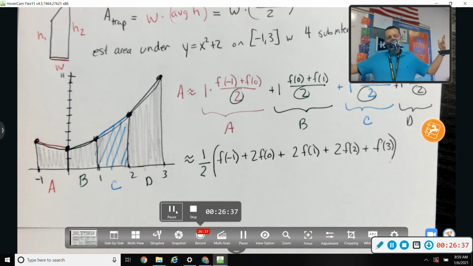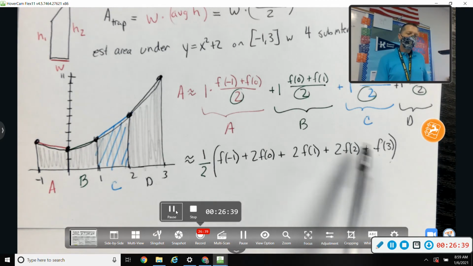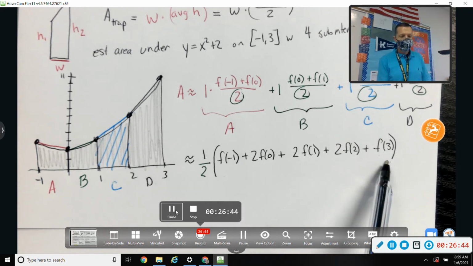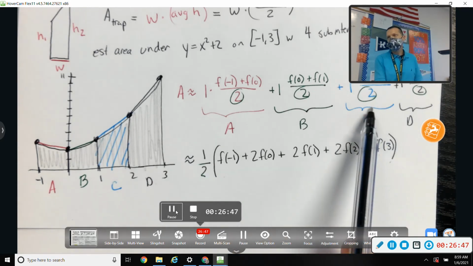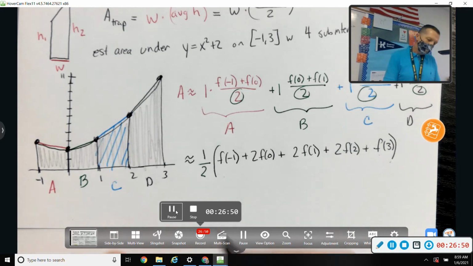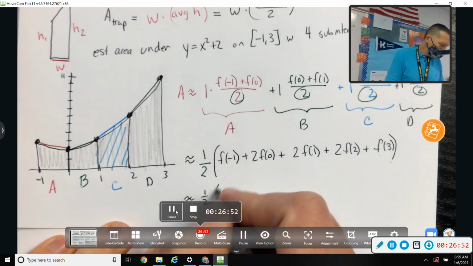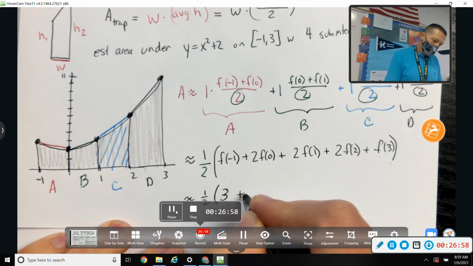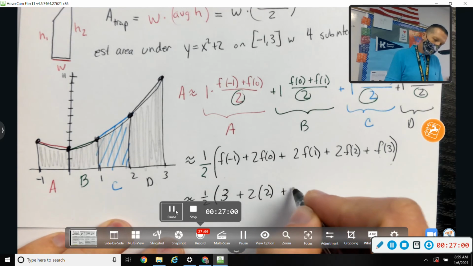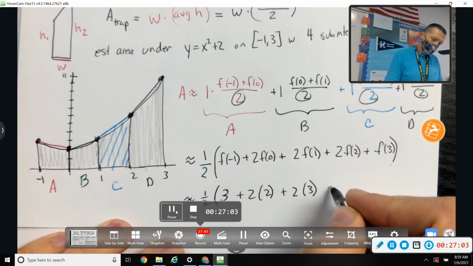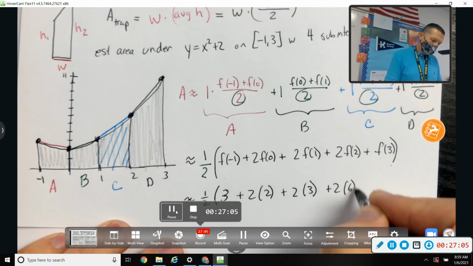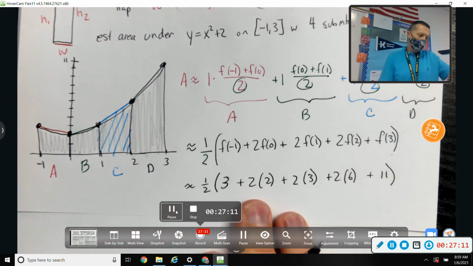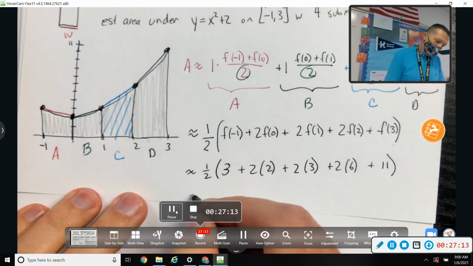Some people will sort of memorize this as a trapezoid formula. I think most people are better off just saying, you know what, we don't use this often enough to memorize the formula. Just add up the area of the trapezoids. I think that's the best way to go. So let's see, that would be 3 plus 2 times 2 plus 2 times 3 plus 2 times 6. You can just trust me on this, plus 11, or you can plug them in, whatever. And so that area turned out to be 18.